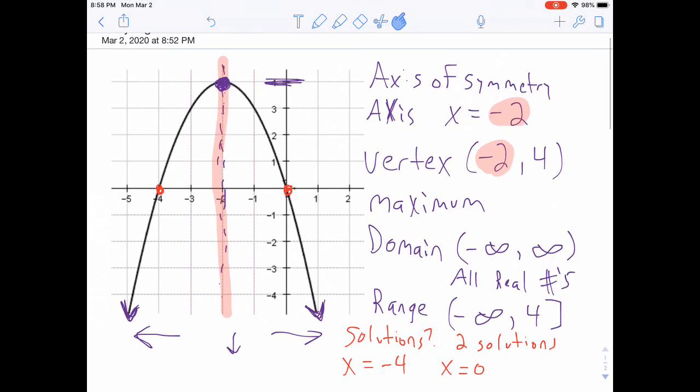So we do have a few properties of a parabola when we graph it.